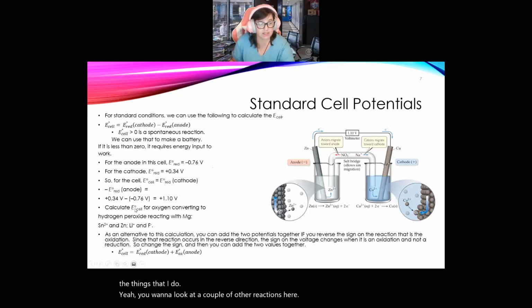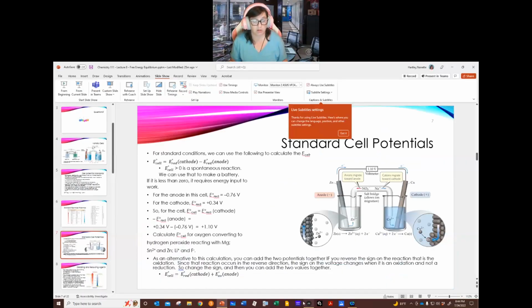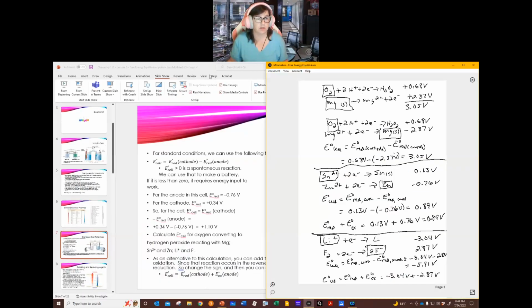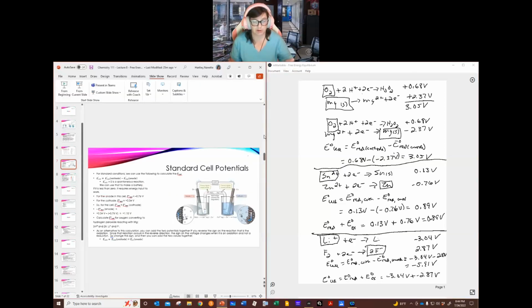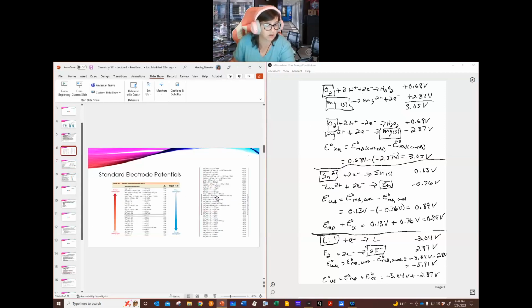I want you to calculate the E naught cell for oxygen converting to hydrogen peroxide reacting with Mg, Sn2+ and Zn, and Li+ and F minus. Okay. So what I'm going to do is I'm going to show you my little piece of paper that I have. And this is my paperwork that I've put up for you guys to be able to look at. So one of the things that we're considering is oxygen converting into hydrogen peroxide. So O2 plus 2H+ plus 2e- goes to H2O2. The potential for that is 0.68 volts. And that's from here. And of course, we can zoom in a little bit.